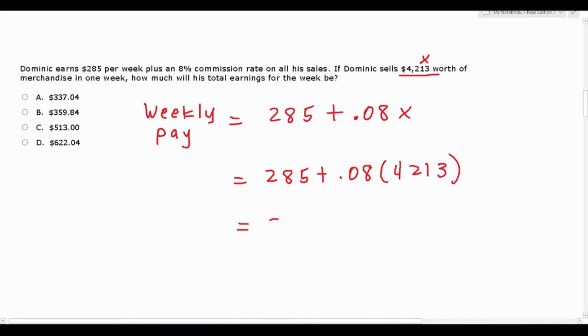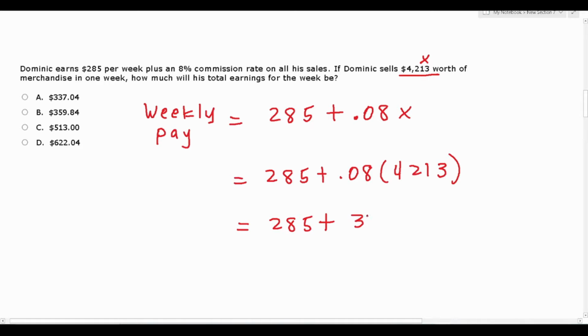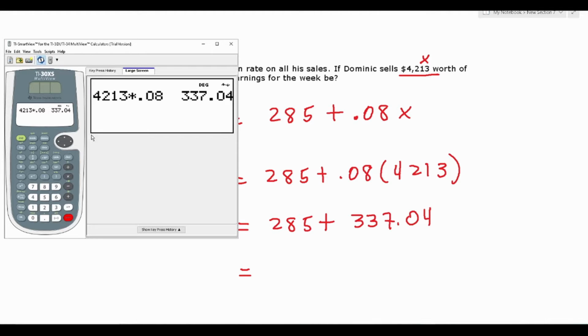We have 285 plus 0.08 times 4,213, which is 337.04. So now let's go ahead and add these together. So that's 622.04.